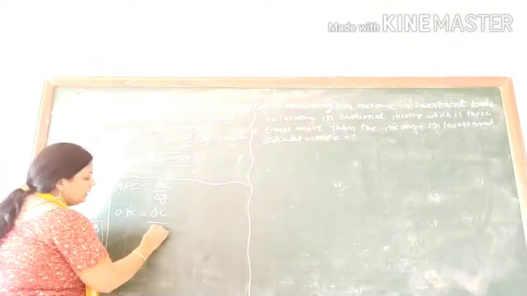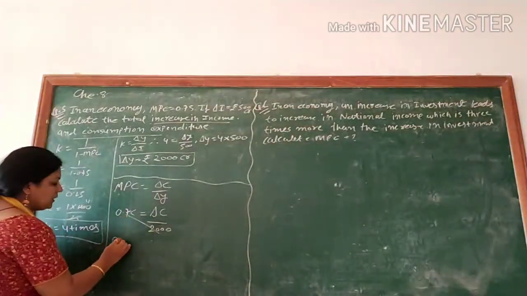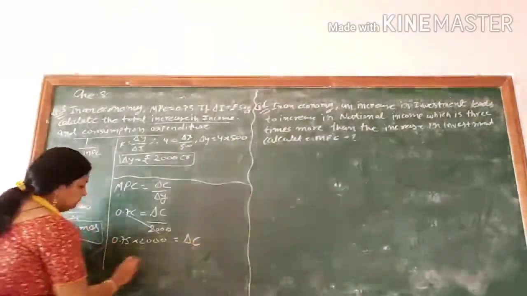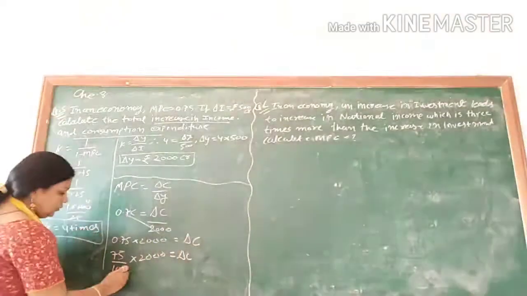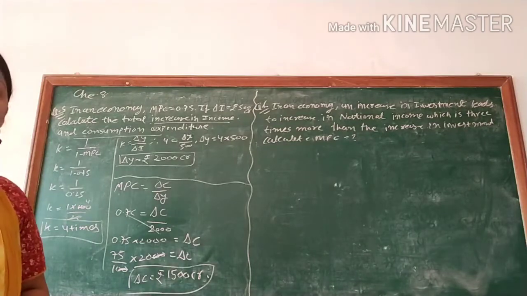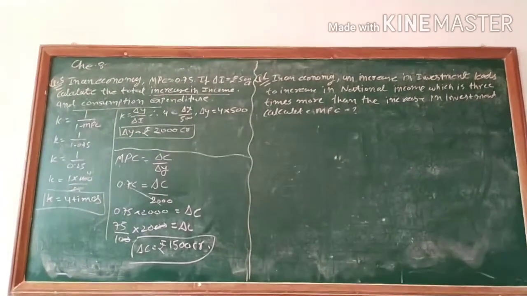Now delta C. What is delta C? We don't know. Delta Y we got, 2000. Now cross multiplication: 0.75 into 2000 equal to delta C. So 75 upon 100 into 2000 equal to delta C. So delta C equal to rupees 1500 crore. Clear? Delta C becomes 1500 crore.